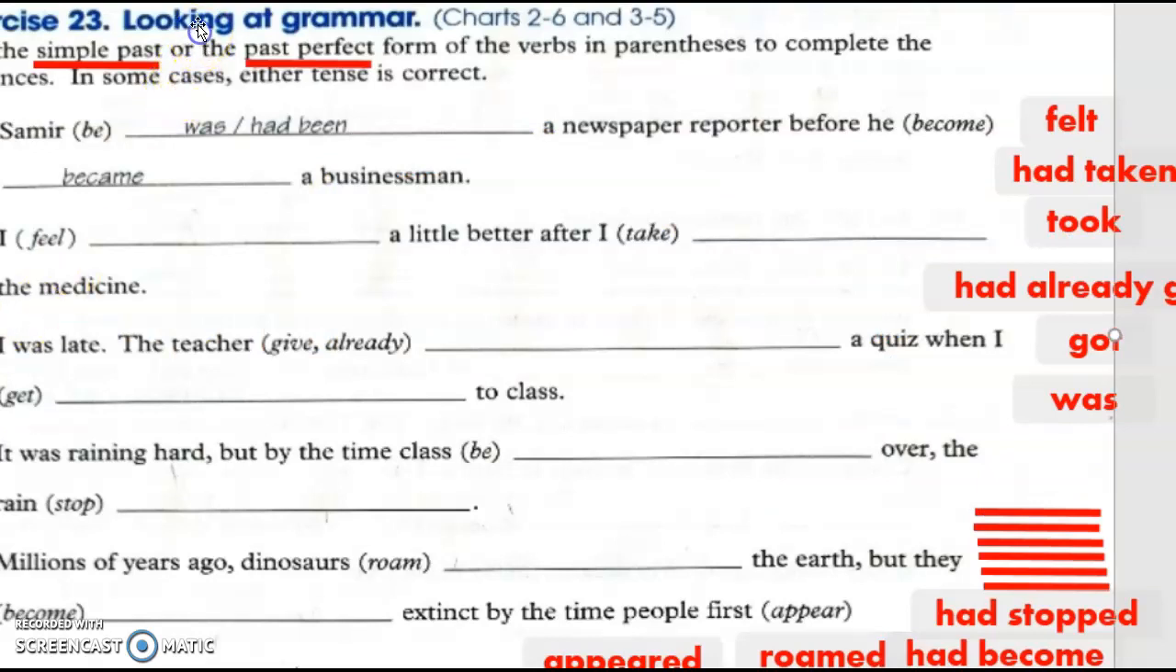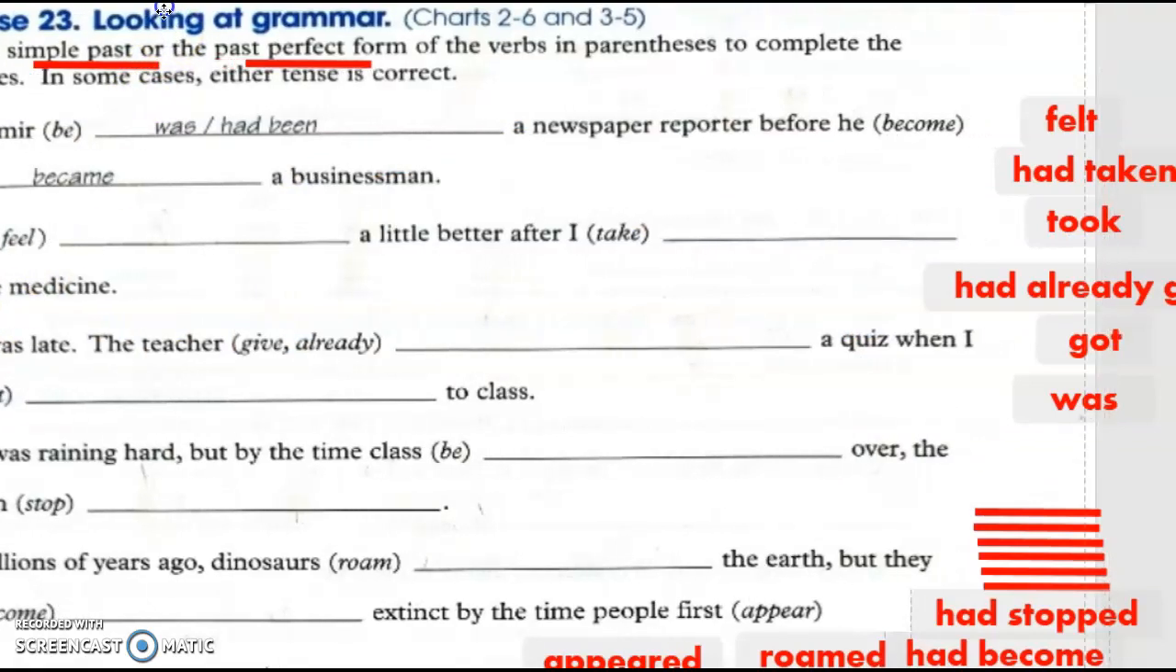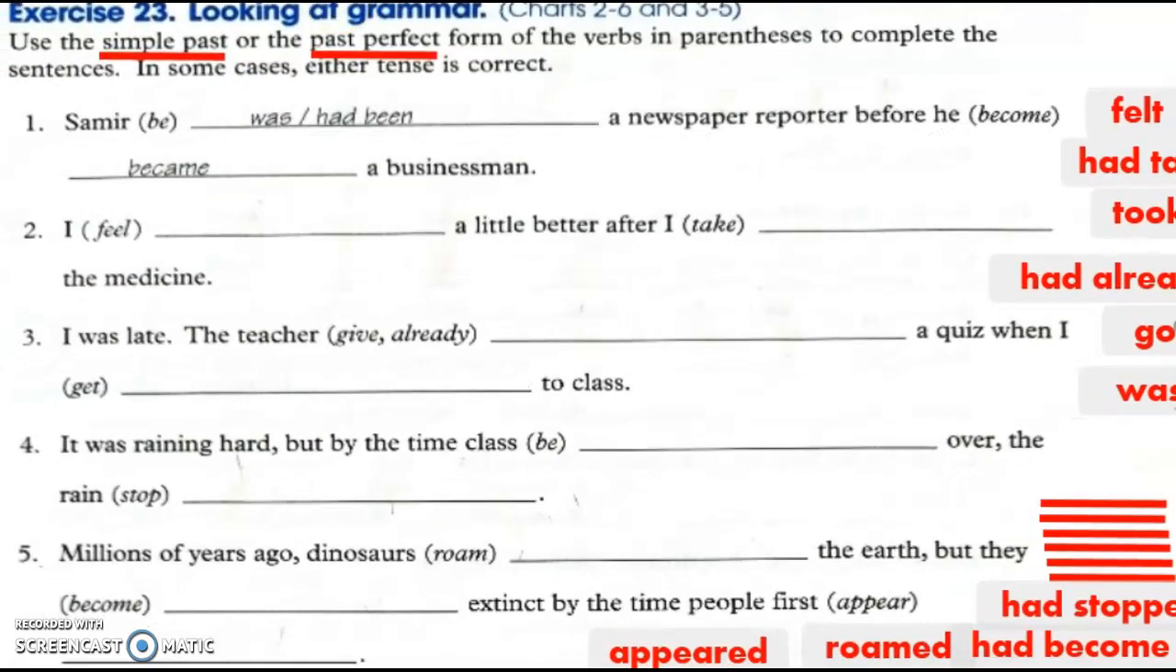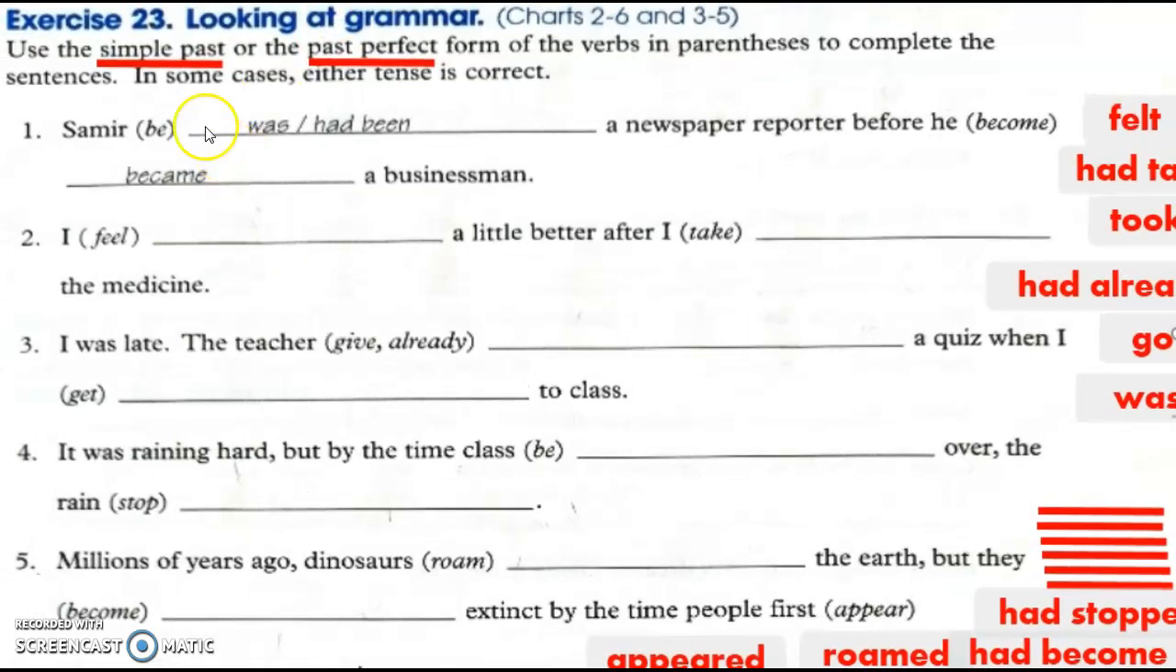Now let's move to the exercise. In this exercise, we have to use either the simple past or the past perfect to complete the sentences. In some cases, either tense is correct. Let's start with the first example. Samir, verb to be, a newspaper reporter before he, verb become, a businessman.